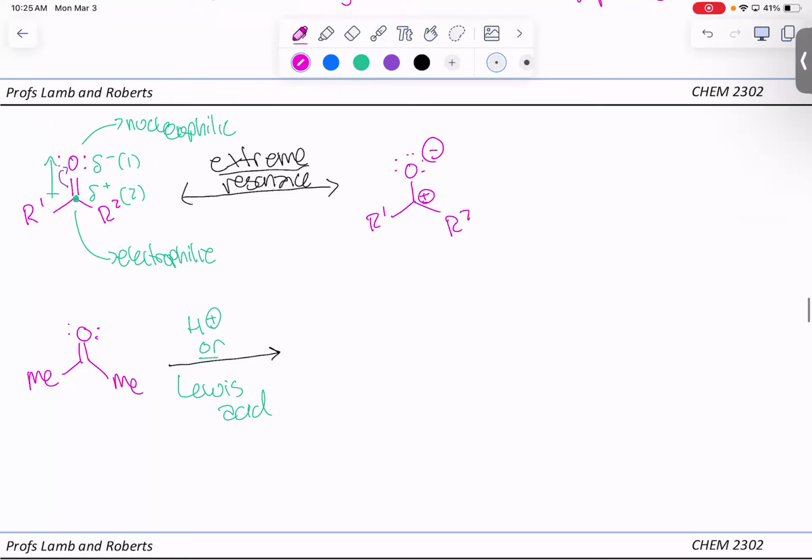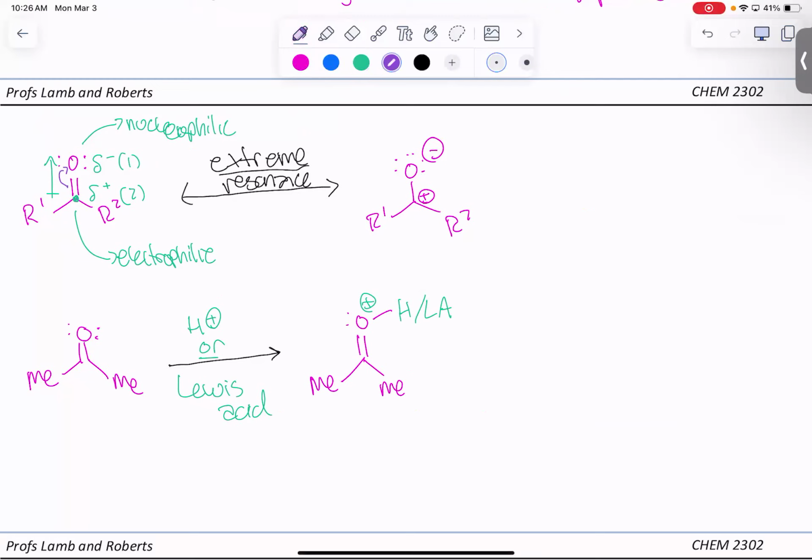And if we were to add a Lewis acid to this reaction, what we would get out is going to be a positively charged oxygen bound to our proton or our Lewis acid, right? That's why we said that's the nucleophilic position. That lone pair of electrons can just pop over and grab our hydrogen or our Lewis acid. Bronsted or Lewis acid, doesn't matter.